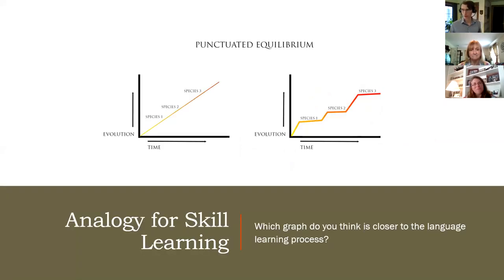Before we move on, just another graph. To make an analogy about language learning in general, I wanted to show you these two graphs. One is linear, and one is a punctuated equilibrium graph. So my question is, which graph do you think is closer to the language learning process?